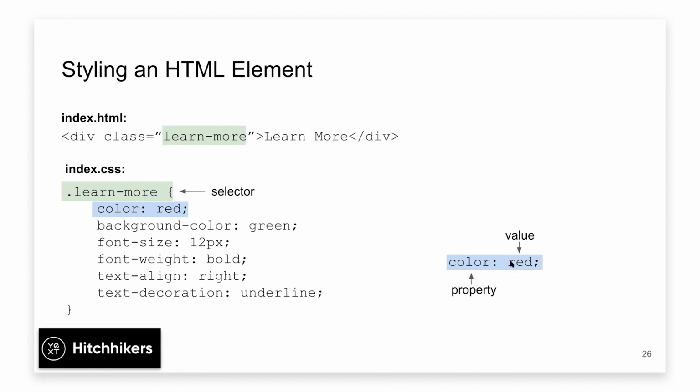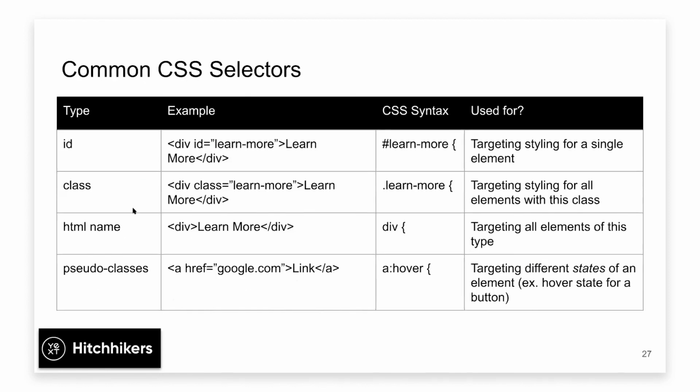Same structure as earlier. Some common selectors: the ID selector, which uses a pound symbol. That's great for targeting a single element with the ID tag. The class selector, we just talked about this, uses a period character. The HTML name has no character in front of it. And pseudo classes. This is for targeting specific states of an element, such as the hover state, which occurs when your mouse cursor is on top of an element. And you can actually change the style of the element depending on how the user interacts with it, without any JavaScript, which is pretty neat.